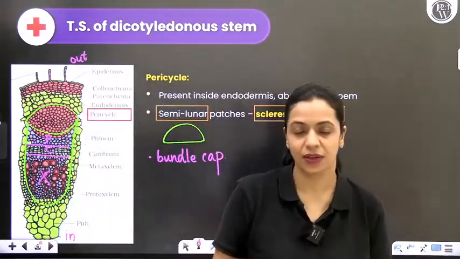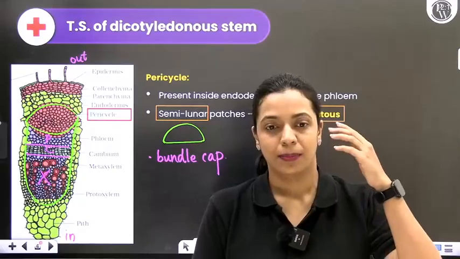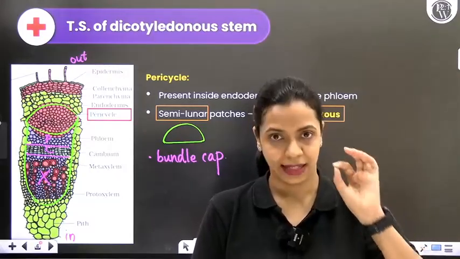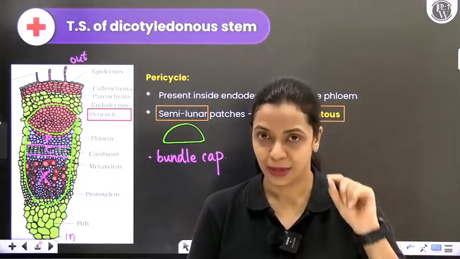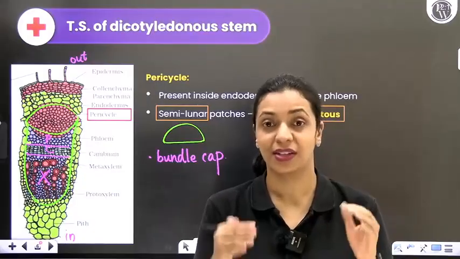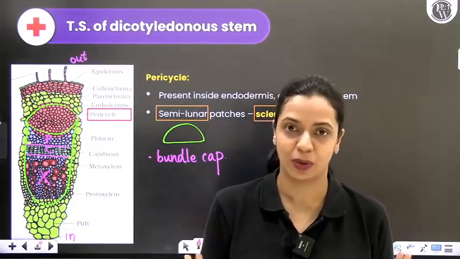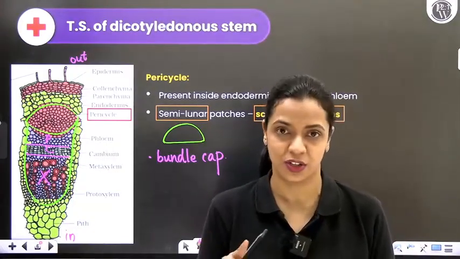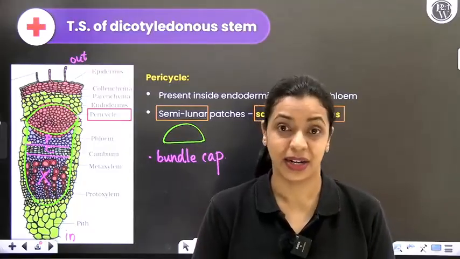Okay, understood? Pericycle is present. It is sclerenchymatous. It has multiple layers of sclerenchyma. It is present right on top of the phloem wherever vascular bundles are there. It kind of forms a cap-like structure, so we call it bundle cap.